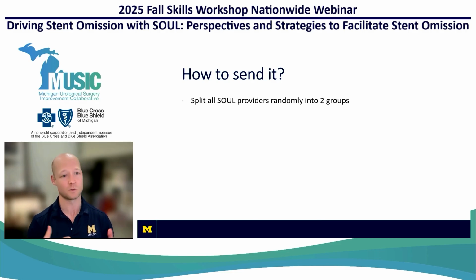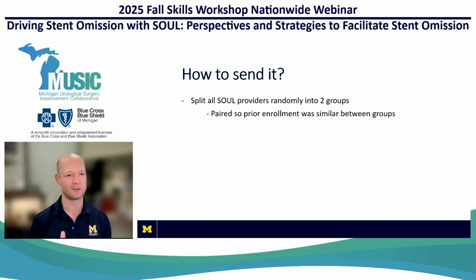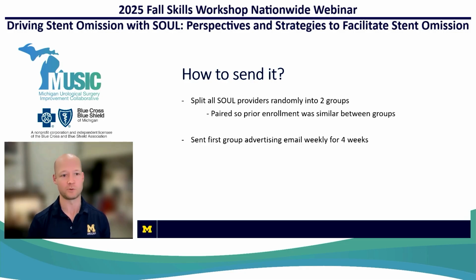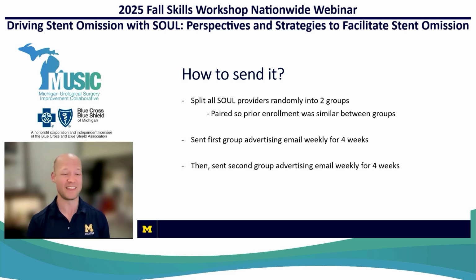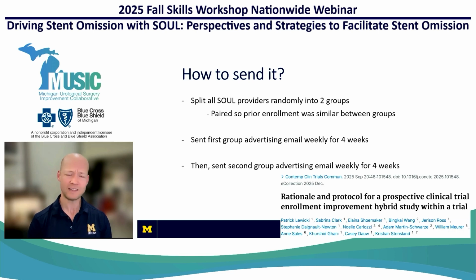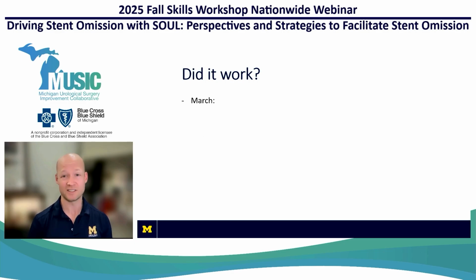And what we did was we split all SOUL providers who had enrolled folks into the trial into two groups randomly. And we paired them so prior enrollment was similar between groups. And then we sent the first group advertising emails for 4 weeks, and then we rolled it over to the other. If you're interested in the protocol for this, we just recently published it. And the big question is did it work?